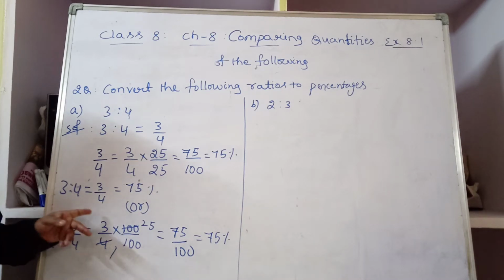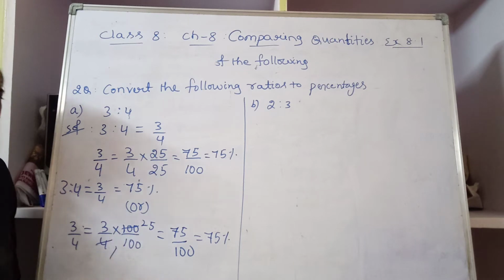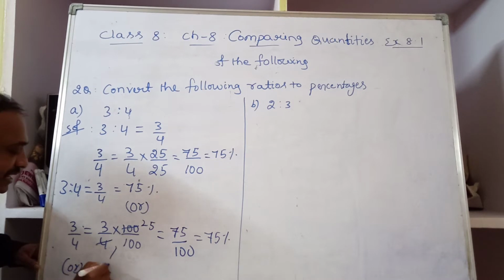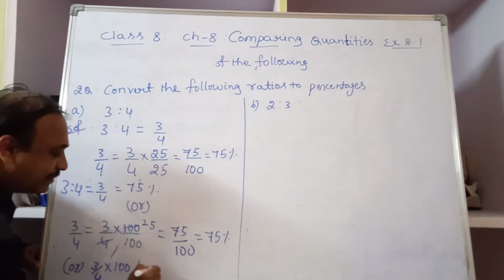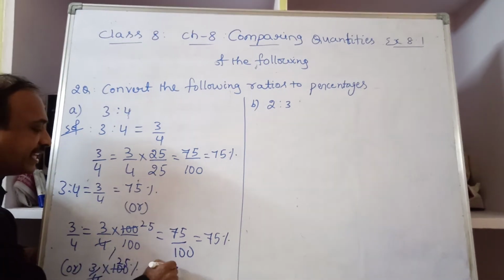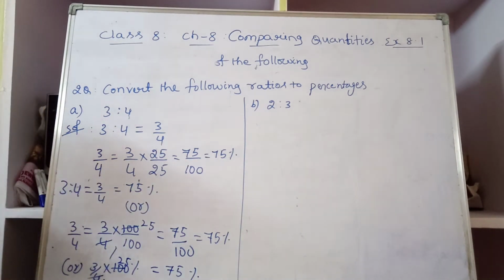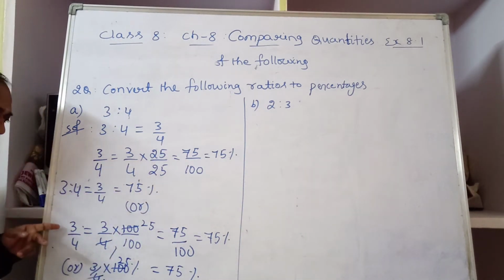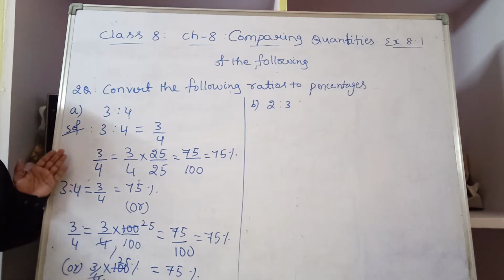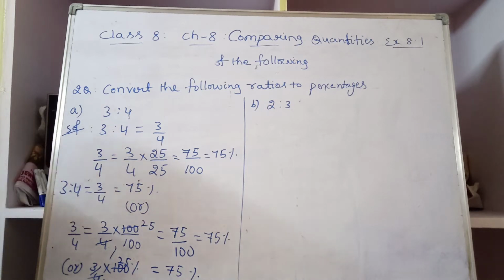So 3 by 4 is equal to 3 by 4 into 100 by 100. Or you can write 100%. That also you can do. 3 by 4 into 100%, this is also correct. So 4 ones are 4, 4 25s are 100. 3 into 25, which is nothing but 75%. Either you can do like this, or like this, or like this. This is how we convert the ratio into percentage.